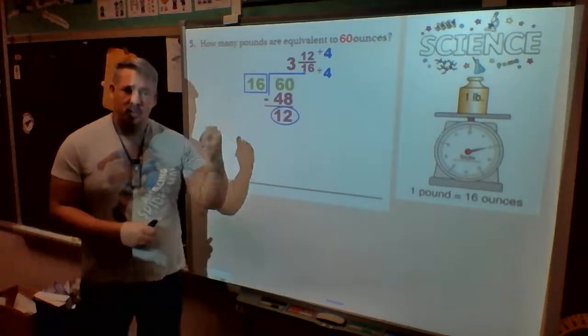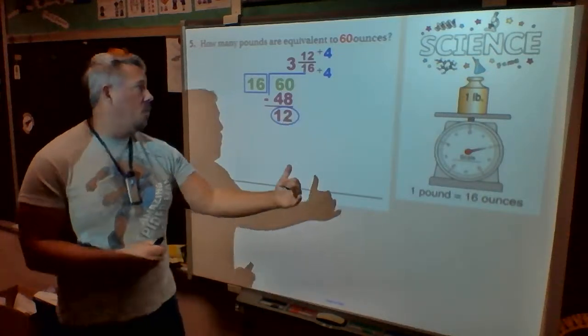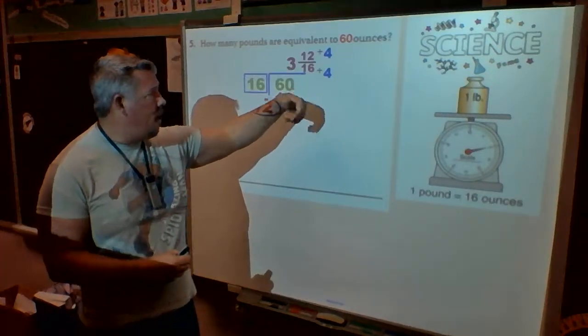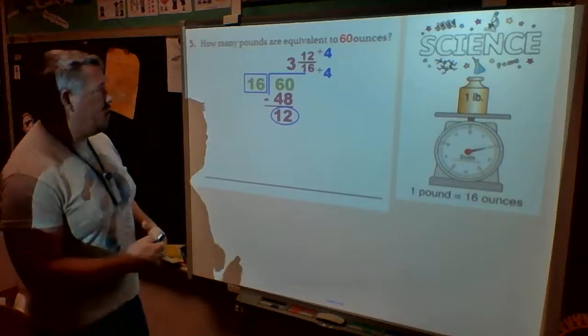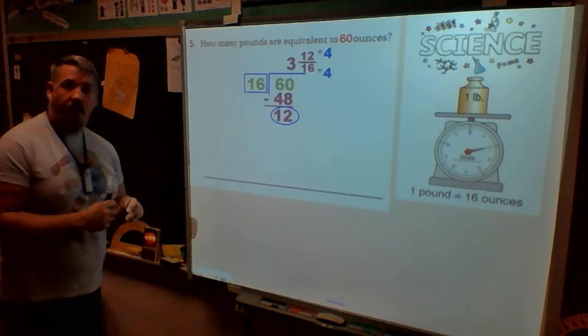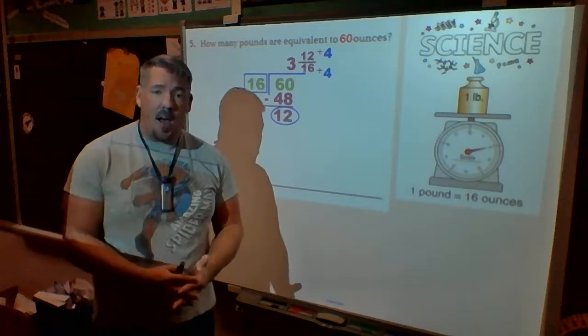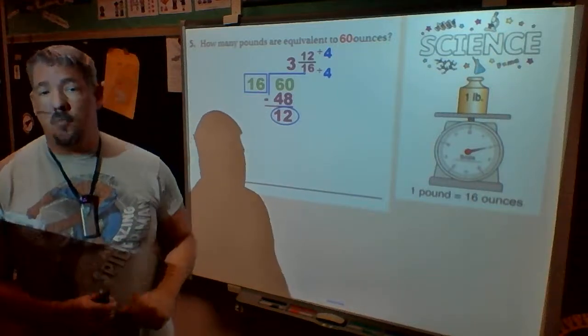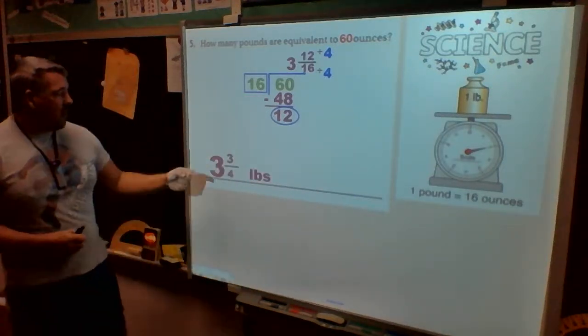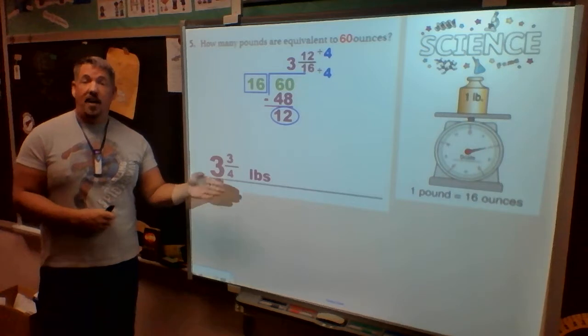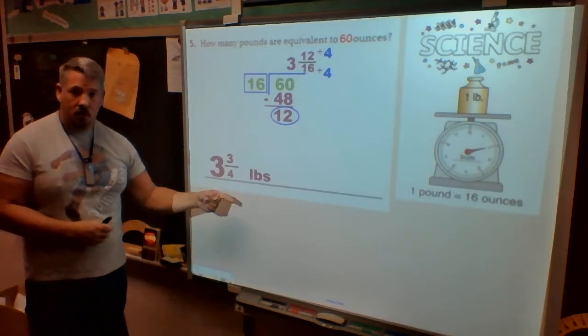And you could reduce by 2 and then reduce by 2. You could get 6/8 and then reduce it again by 2 and get 3/4, or reduce both of them by 4. Reducing means to divide top and bottom by the exact same number. When I reduce, I get 3 and 3/4, and I keep my label of pounds.